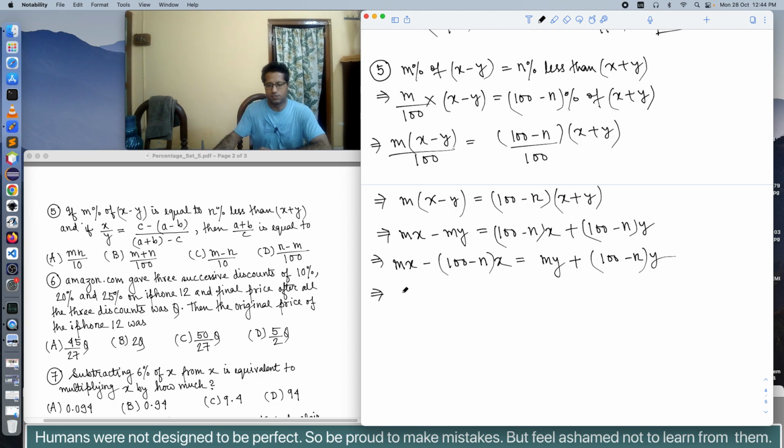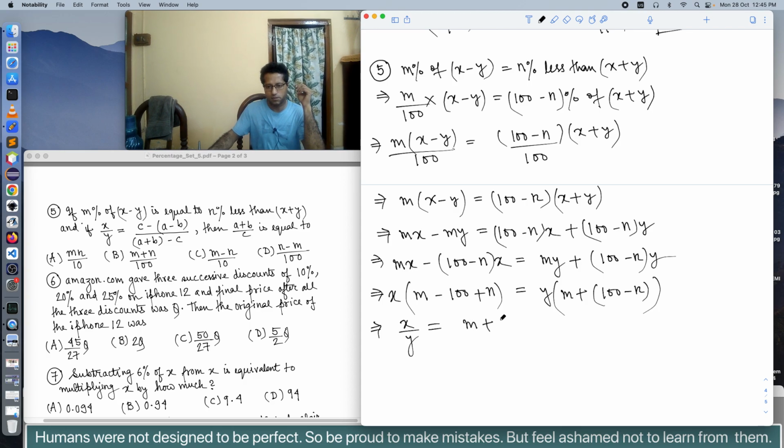This implies, from the LHS, if you take x common, we get x multiplied by m minus 100 plus n, equal to, from the right hand side, if you take y as common, we get y into m plus 100 minus n. Okay, this implies that x by y is equal to m plus 100 minus n divided by m minus 100 plus n.